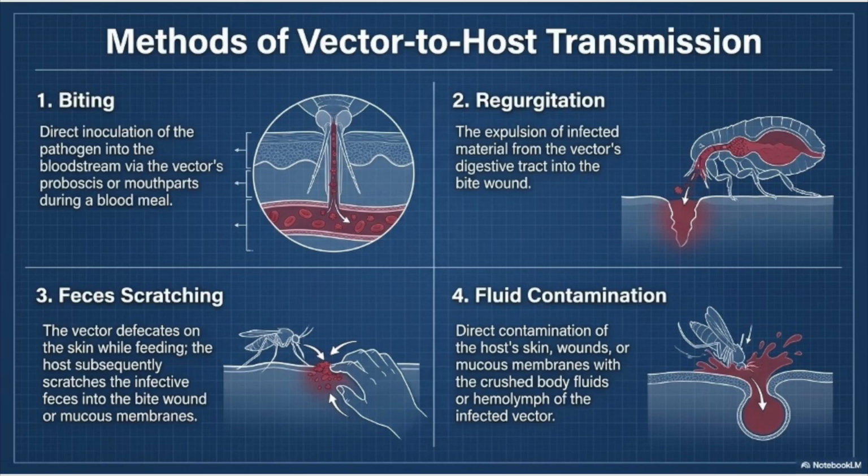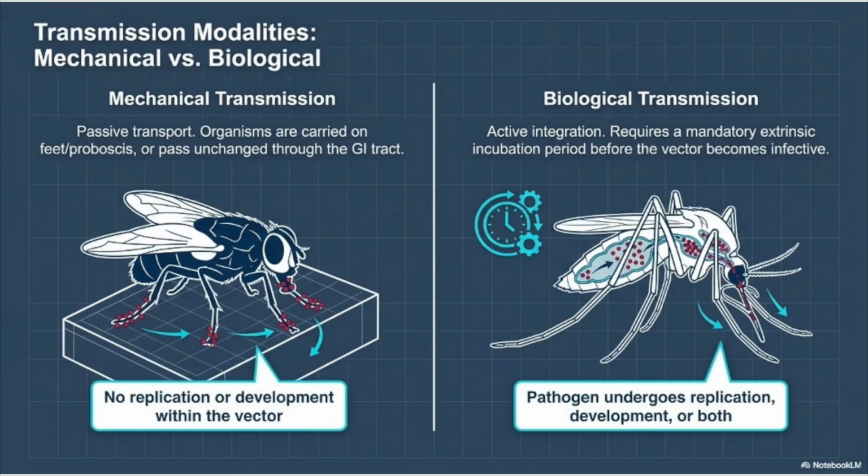Vector-borne transmission is another important mechanism. Vectors transmit pathogens by several methods, including biting, regurgitation, contamination with infected feces during scratching, and contamination through body fluids when crushed. Vector transmission may be mechanical or biological. In mechanical transmission, the pathogen is simply carried by the vector without undergoing multiplication or development. Houseflies spreading enteric pathogens are a classic example.